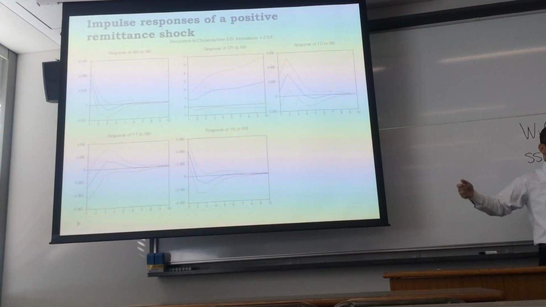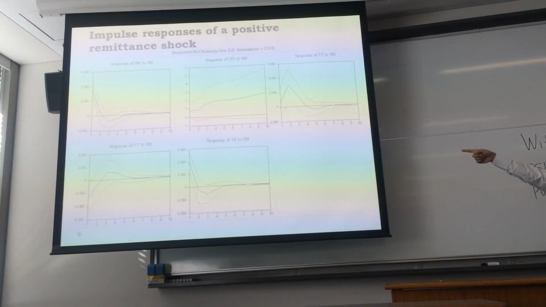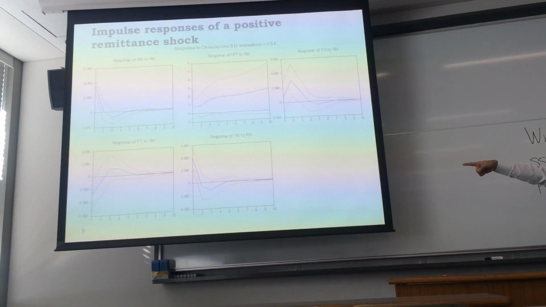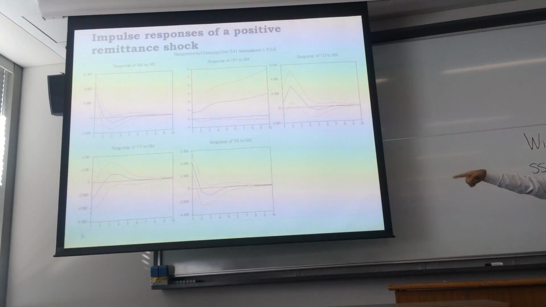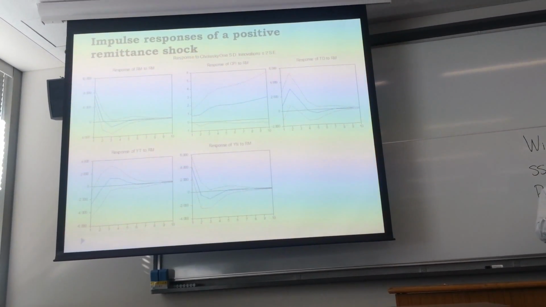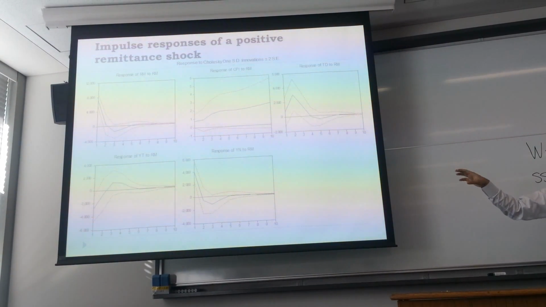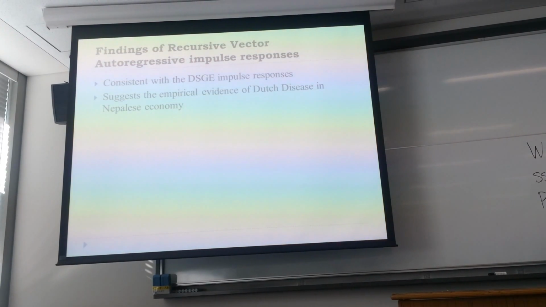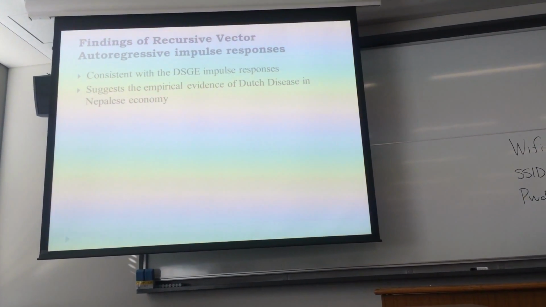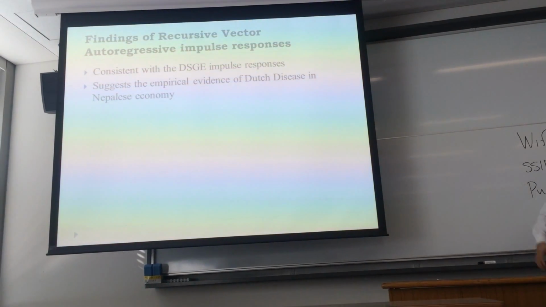And this is the response. Here with the positive remittance, the price level increases, and there will be a positive increase in the trade deficit. The trade deficit will increase, and in the beginning there will be contraction of the tradable sector and expansion of the non-tradable sector, which is consistent with the core Dutch disease model. So we can say that the economy has a Dutch disease effect. The findings of the recursive vector analysis impulse responses are consistent with the DSGE impulse responses and suggest empirical evidence of Dutch disease in the Nepalese economy.